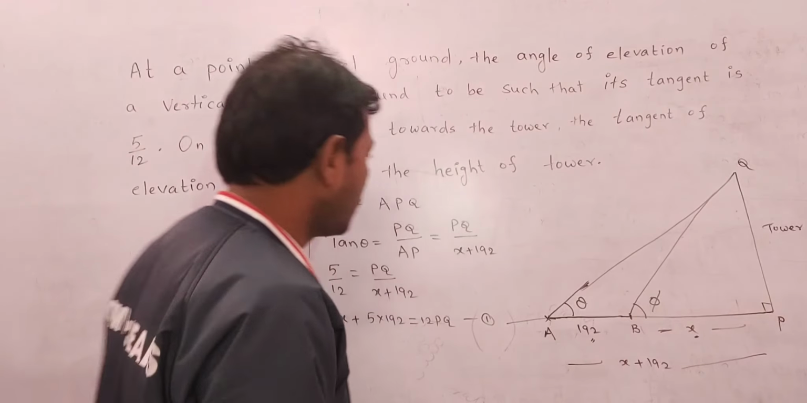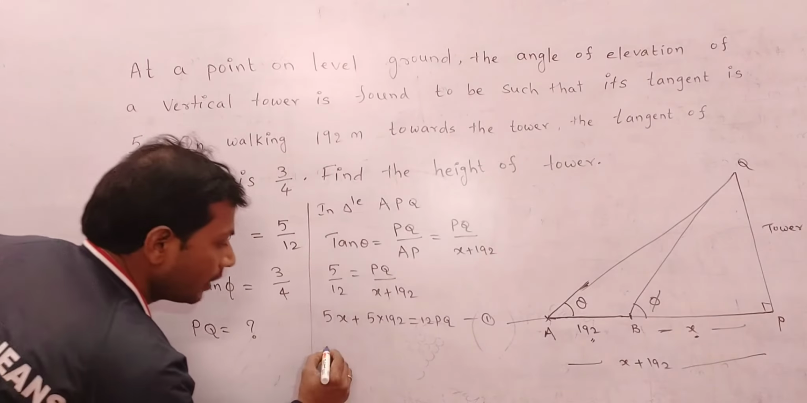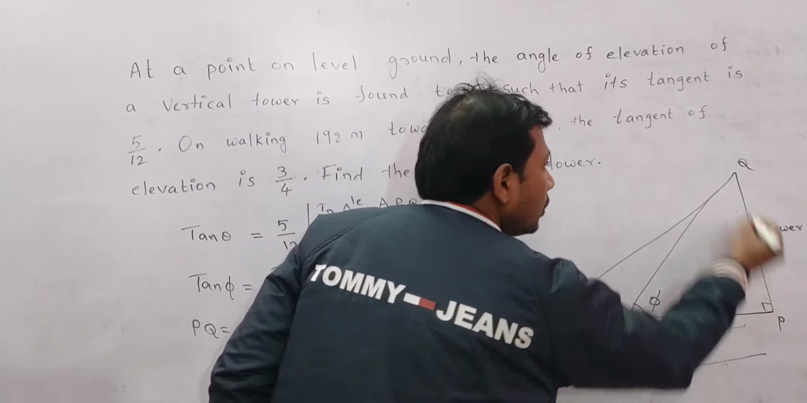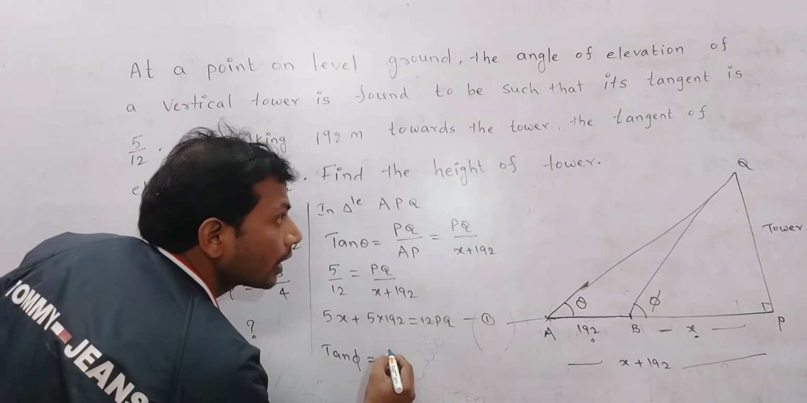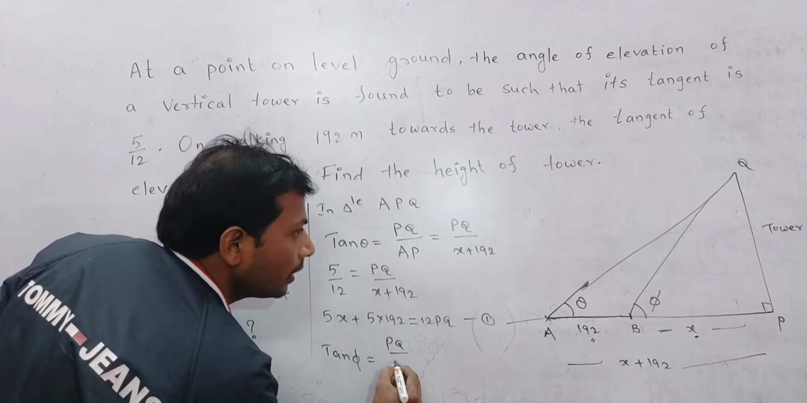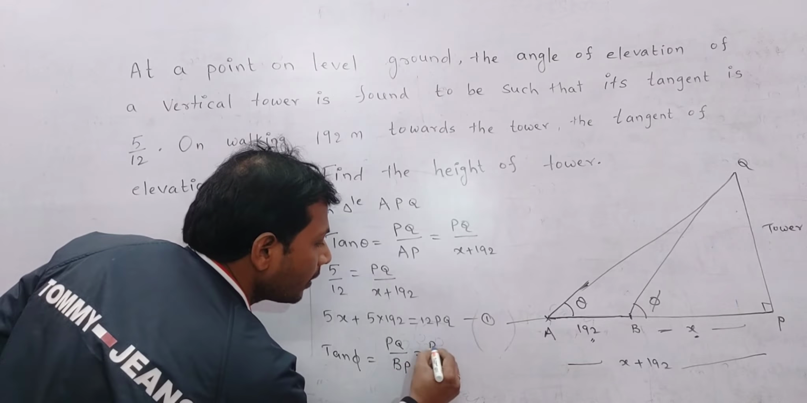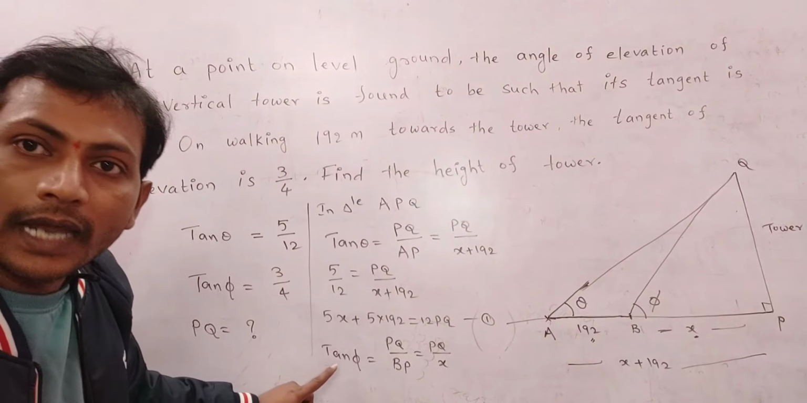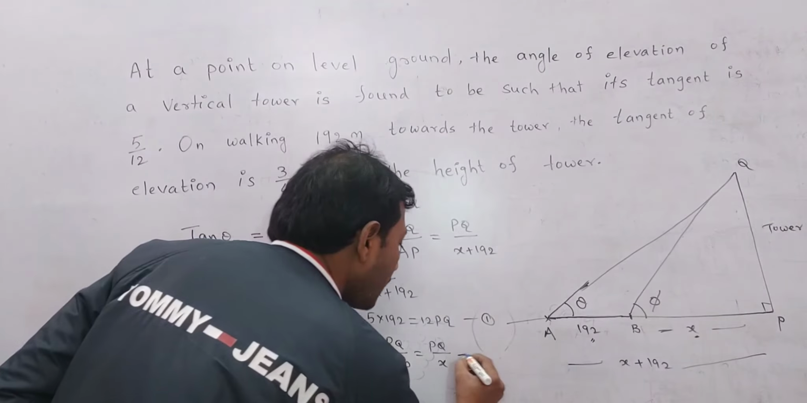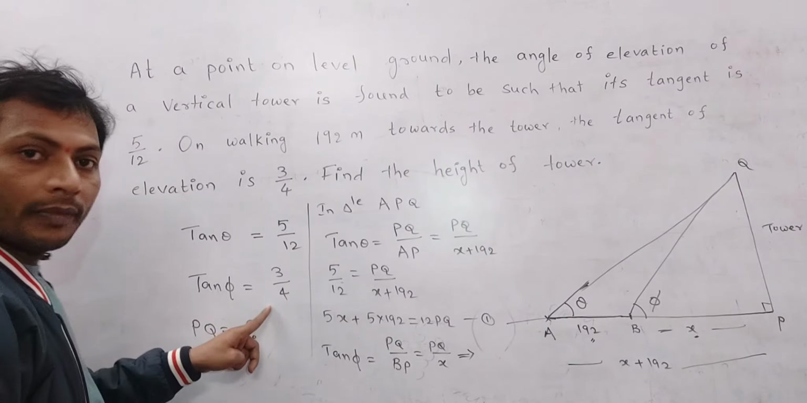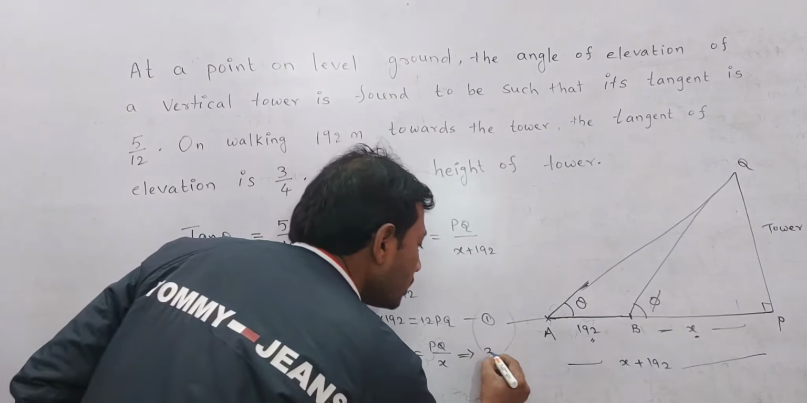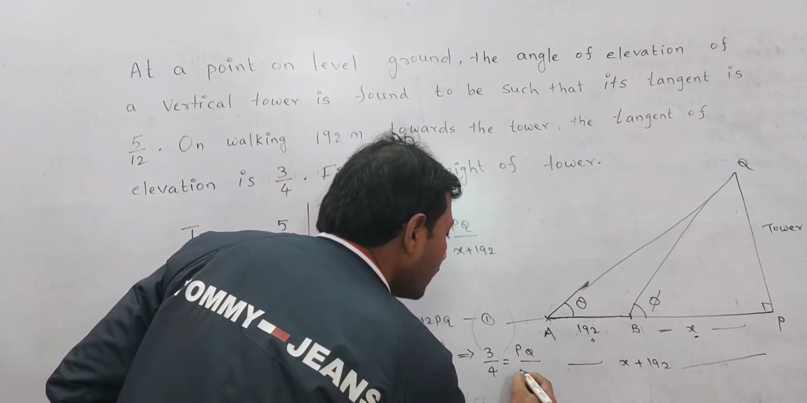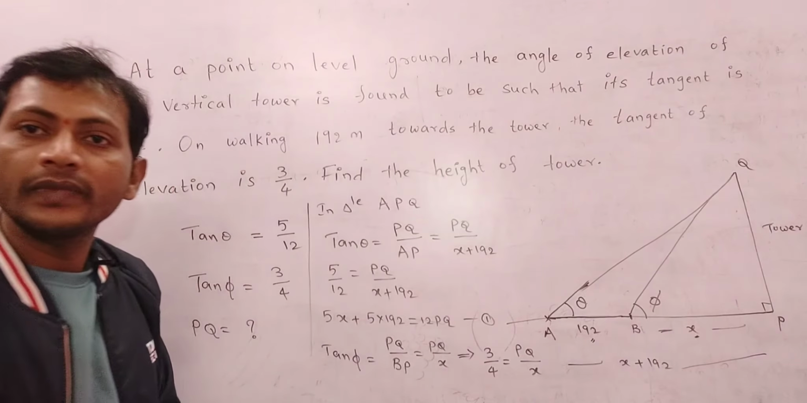What is the opposite side? Tan pi equals, from which triangle? That is the BPQ triangle. In the BPQ triangle, what can I write? PQ divided by BP, and BP is X. But the tan pi value is already given, so I am writing tan pi equals 3 by 4. Then 3 by 4 equals PQ divided by X. Clear?